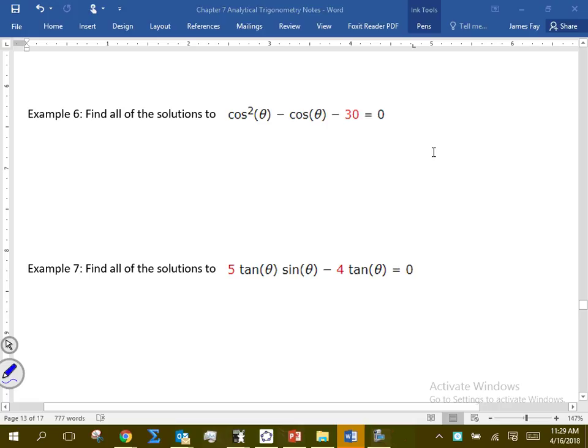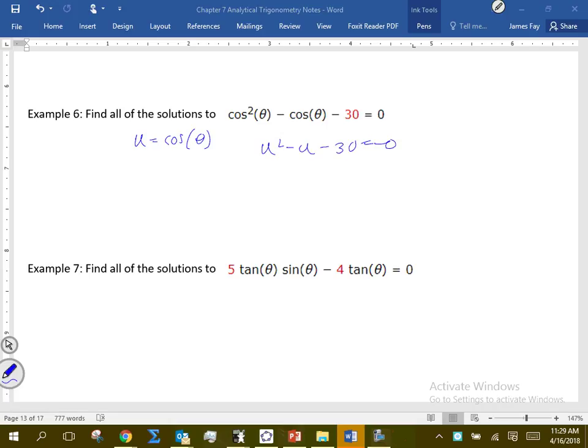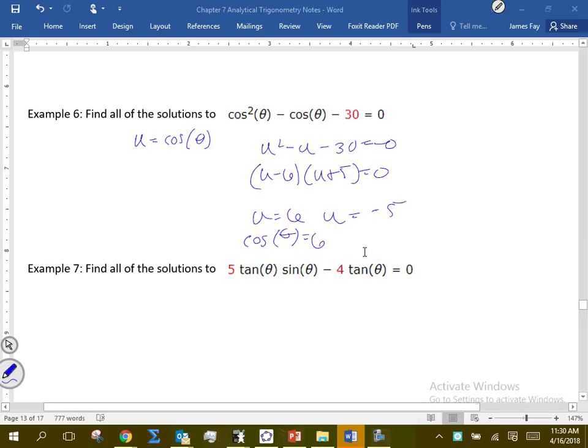What's this one going to affect? If I just let u equal cosine theta, this one's going to be u squared minus u minus 30, right? What's that factor to? U minus 6, u plus 5. So is that going to give you u equals 6 and u equals negative 5? When does cosine of theta equal 6? Never. When does cosine theta equal negative 5? Never.